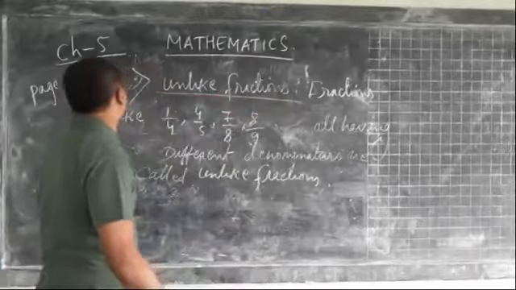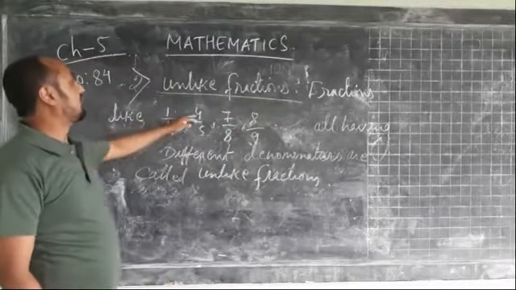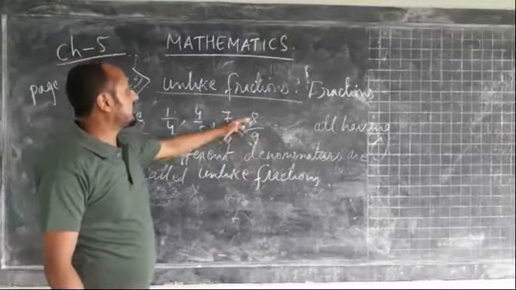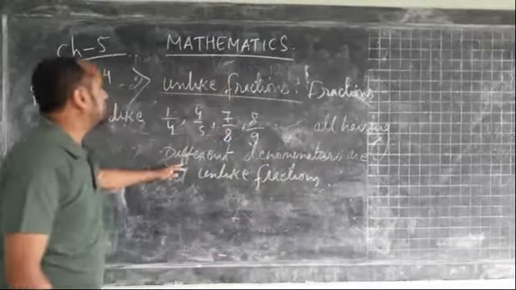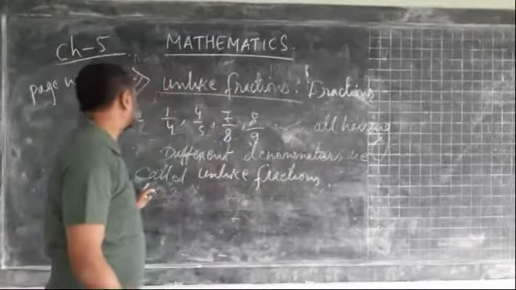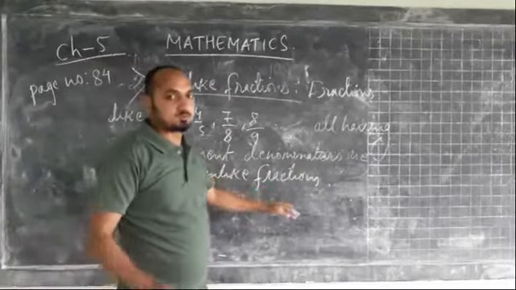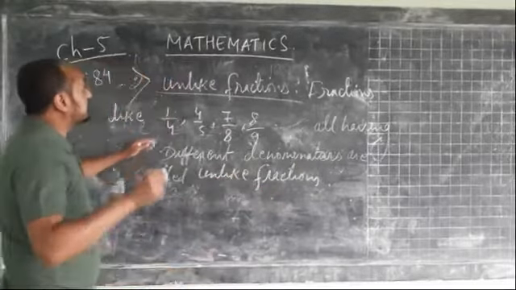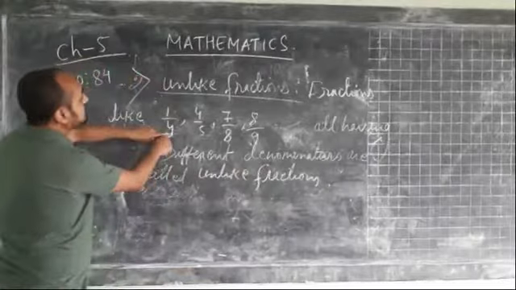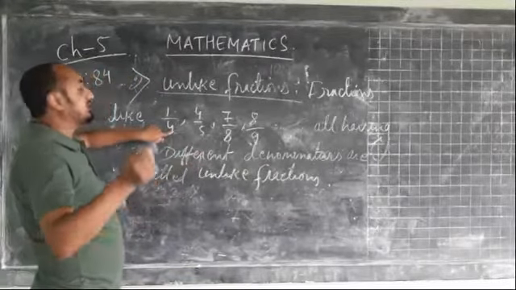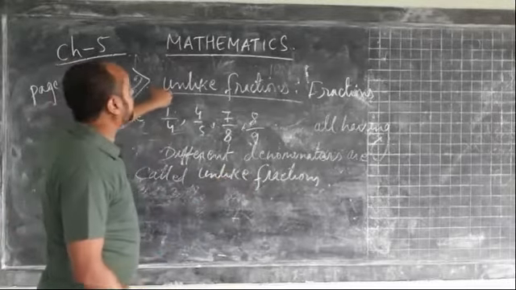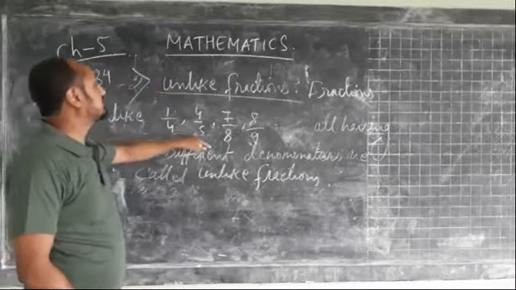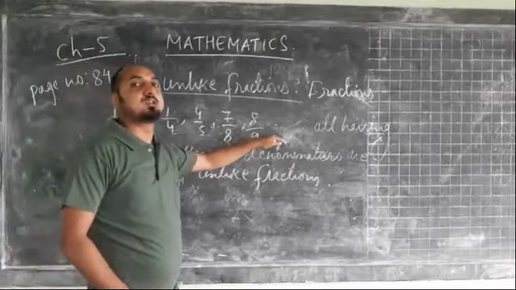In the second type of fraction we have unlike fractions. So fractions like 1 by 4, 4 by 5, 7 by 8, 8 by 9 and so on, all having different denominators are called unlike fractions. So what we can see is that in the case of like fraction, the denominator we have considered was 8, 8, 8, so that was same. In the case of unlike fraction, all the denominators are different in the given example.